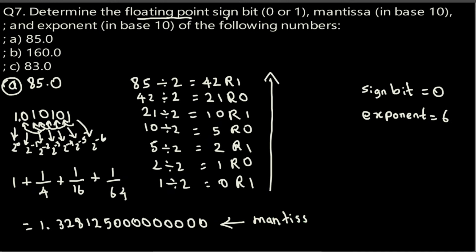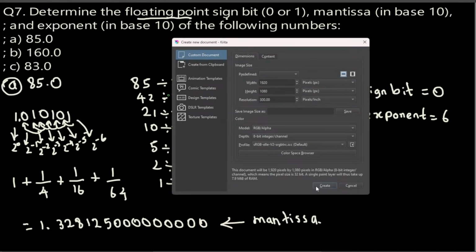Okay, that is the answer for the A part. Sign bit is 0, the mantissa is this number, and the exponent is. Now let's look at the B part.